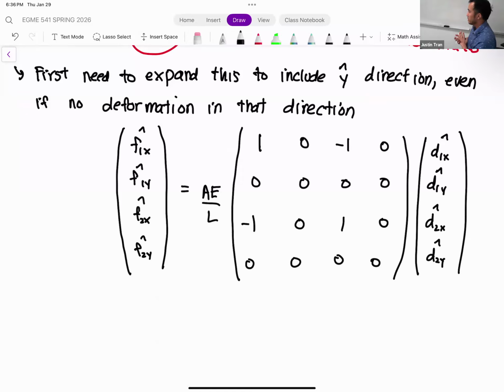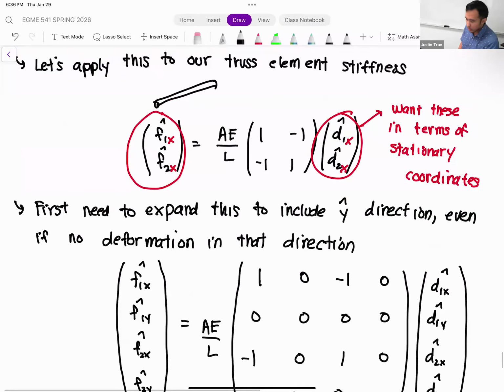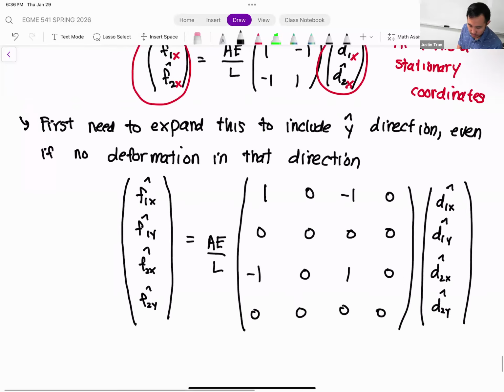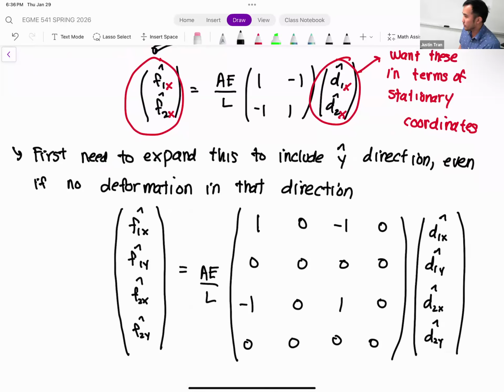All right. So hopefully you can see that this expanded system mathematically is exactly the same as our original system here. It's just we've padded for that extra space to include the y direction. And remember, we're doing so just so that we can apply our transformation matrix. All right, any questions on this so far?